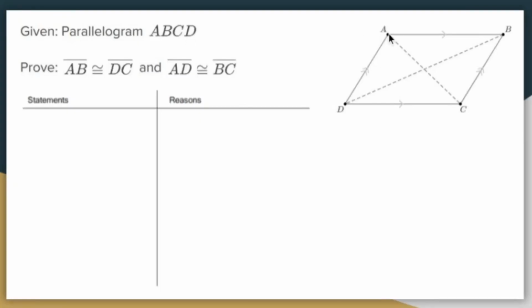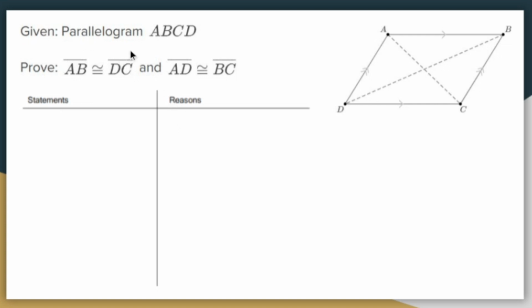Given parallelogram ABCD, I need to prove that AB, that one, is congruent to DC, that one, and AD is congruent to BC. This is one of those types of proofs where you want to look at this and say, well, isn't that the definition of parallelogram? So it's like a two-stepper?